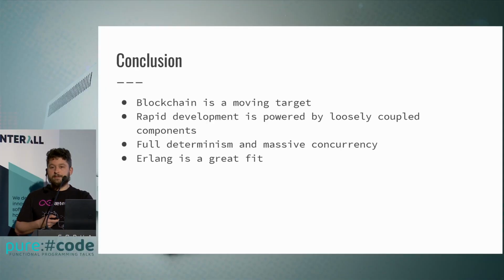And as a conclusion, the blockchain is really a moving target. It solves a lot of problems, hopefully, and imposes new problems. And this is constantly changing. And Erlang is really helping us do rapid development there. The loosely coupled components allow us to have a lot of different functionalities that cooperate together. Furthermore, we get full determinism because of the BEAM and the runtime system, and massive concurrency.